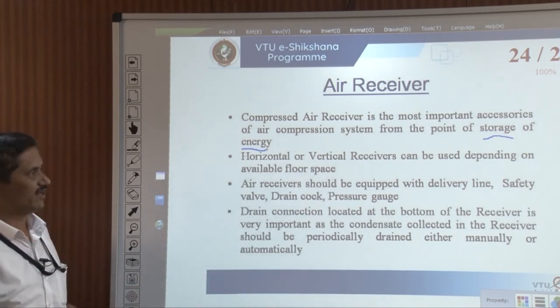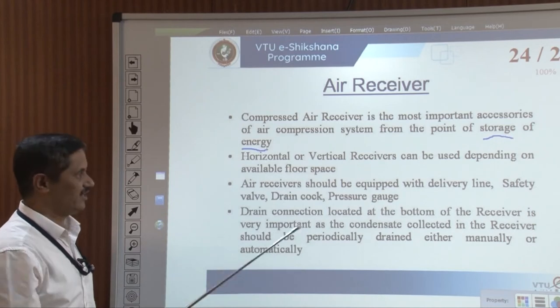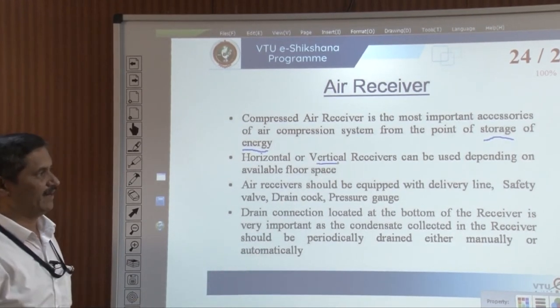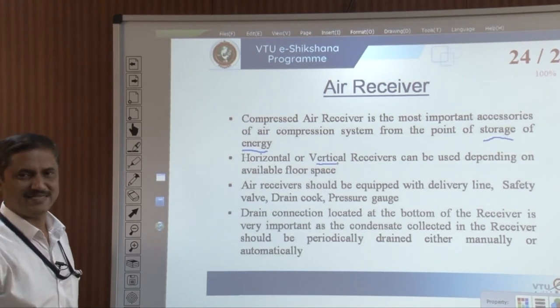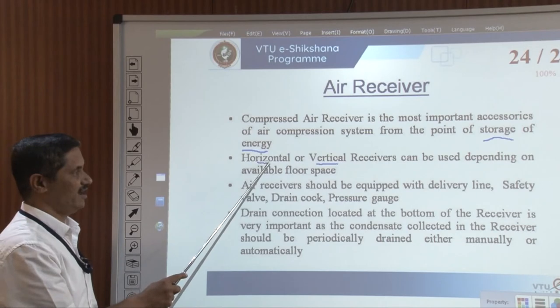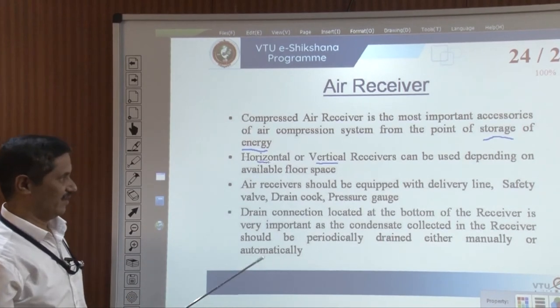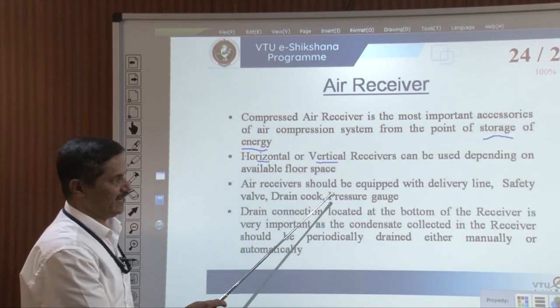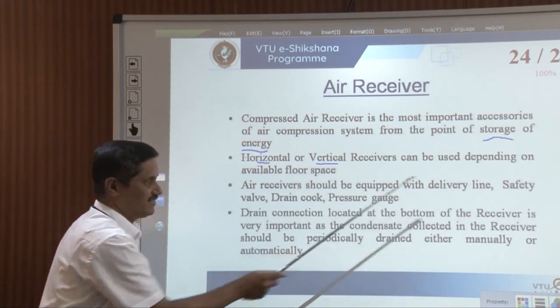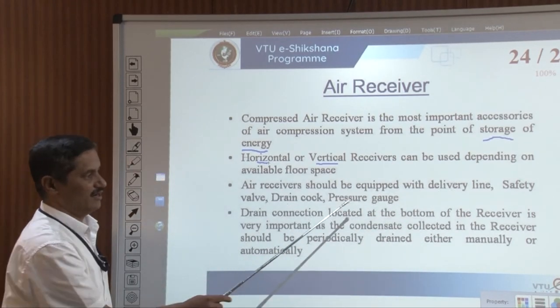In some plants you can find it is placed horizontally, and in some plants you can find it is placed vertically, depending upon the floor space availability for them. They can plan it either in the horizontal or in the vertical. And air receiver should be equipped with a delivery line and safety valves, drain cock and pressure gauge.